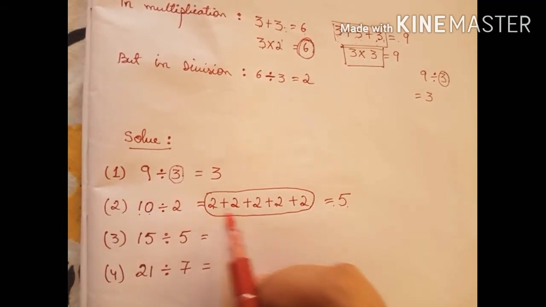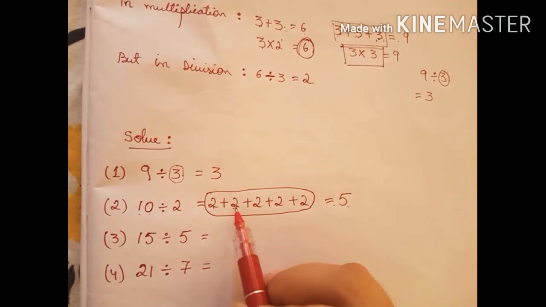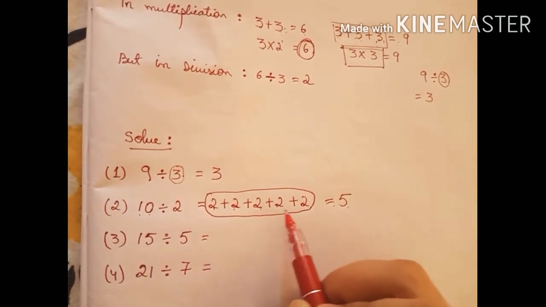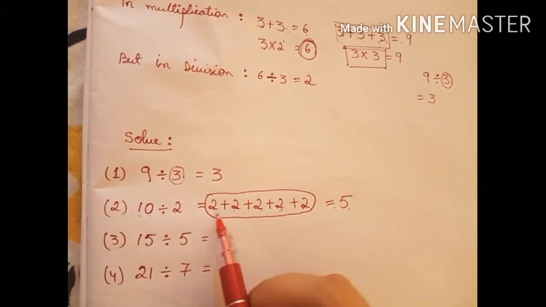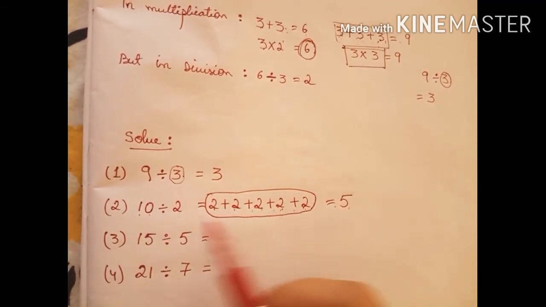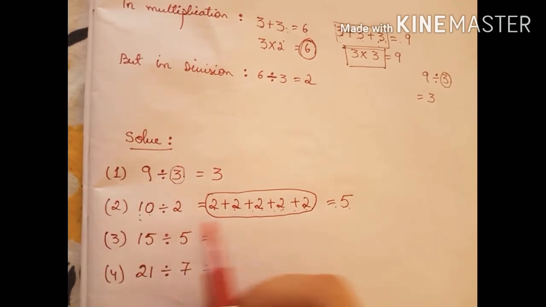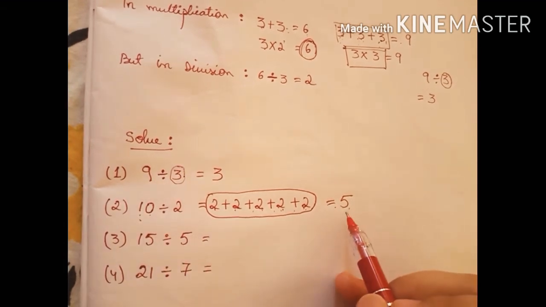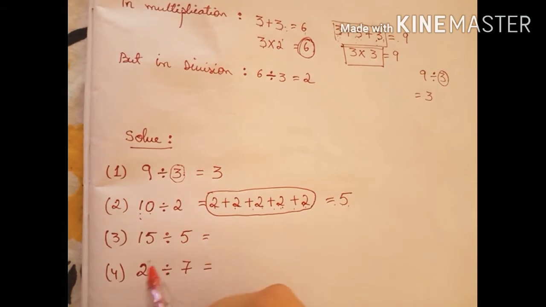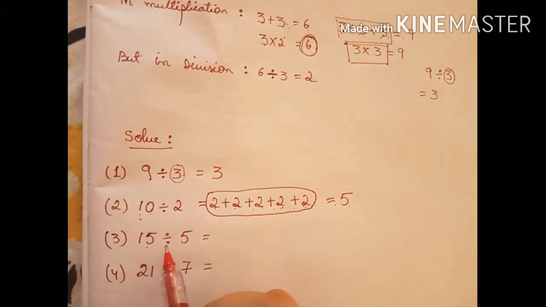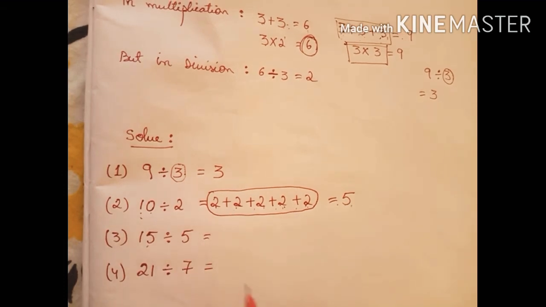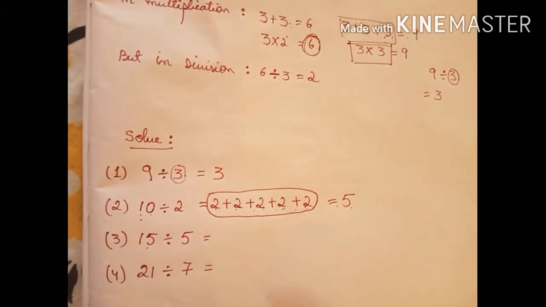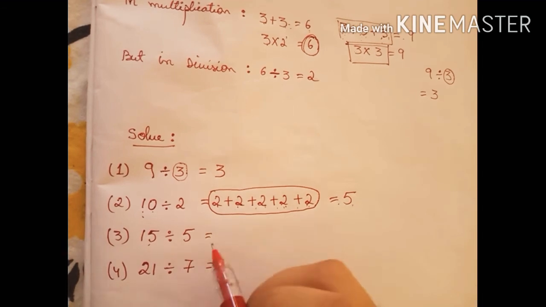So 2 plus 2 is 4. 4 plus 2 is 6. 6 plus 2 is 8. And 8 plus 2 is 10. So 5 times 2 makes 10, and this is what you have to find out, okay? Okay, question number 3. 15 divided by 5. How many times 5 will make 15? It will be 3 times, okay?